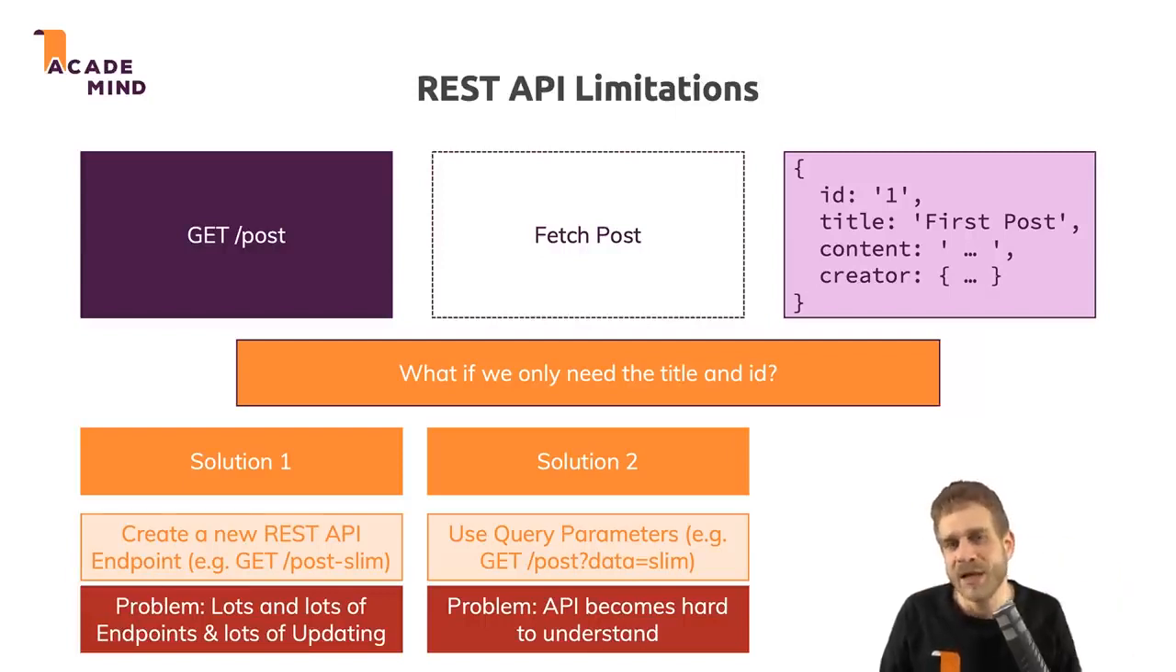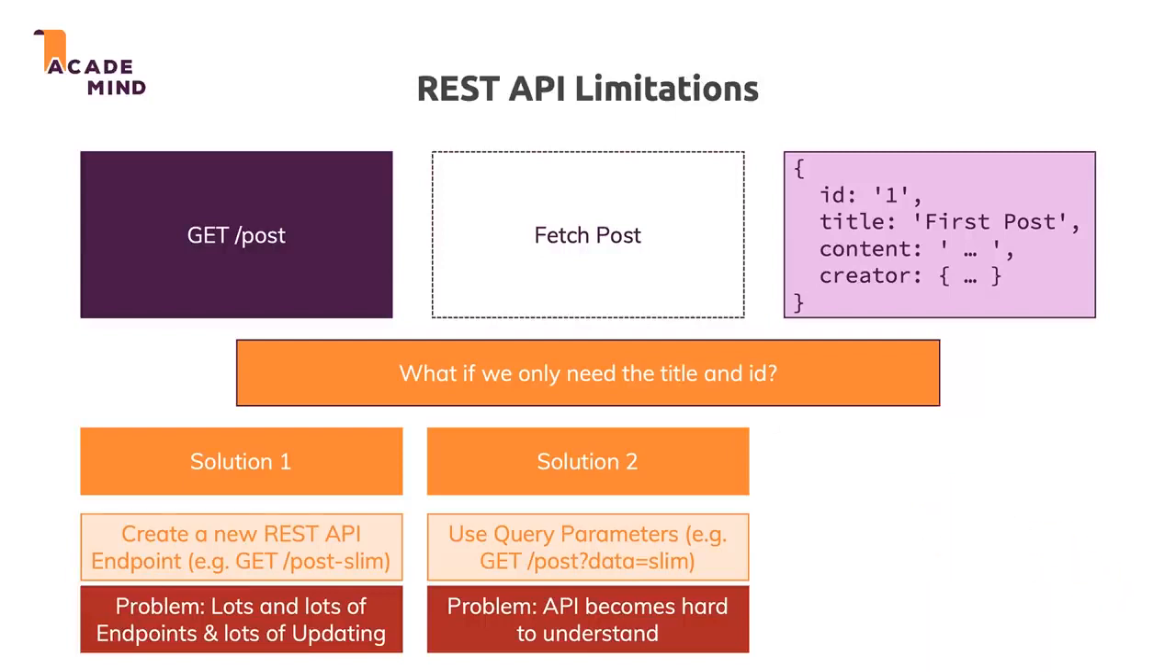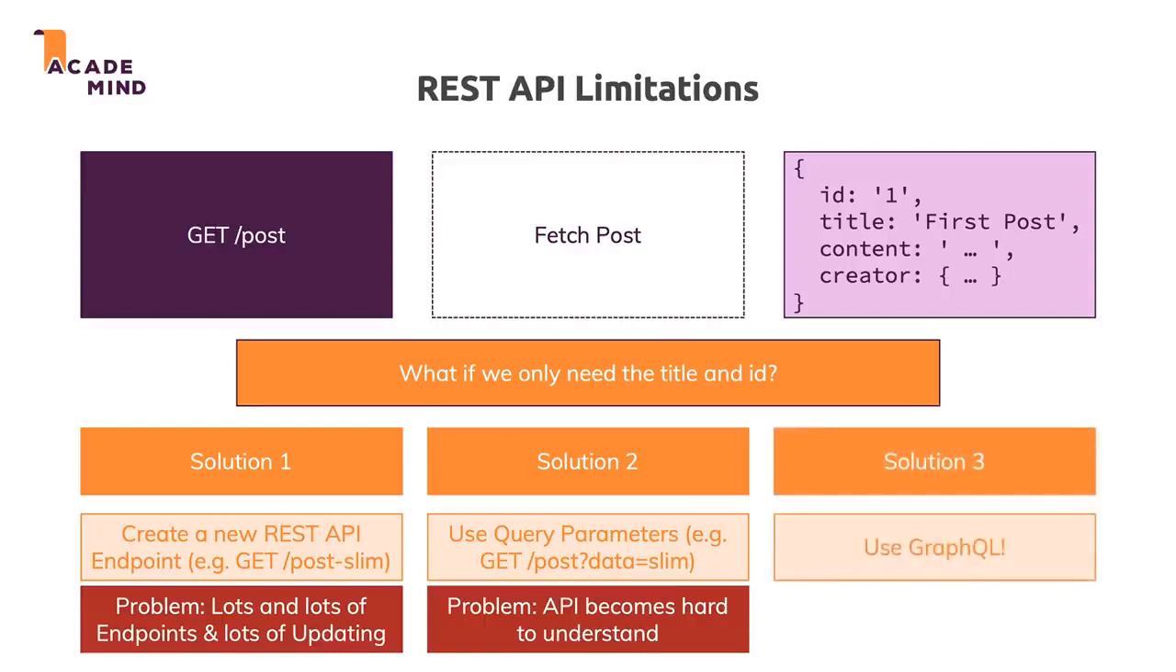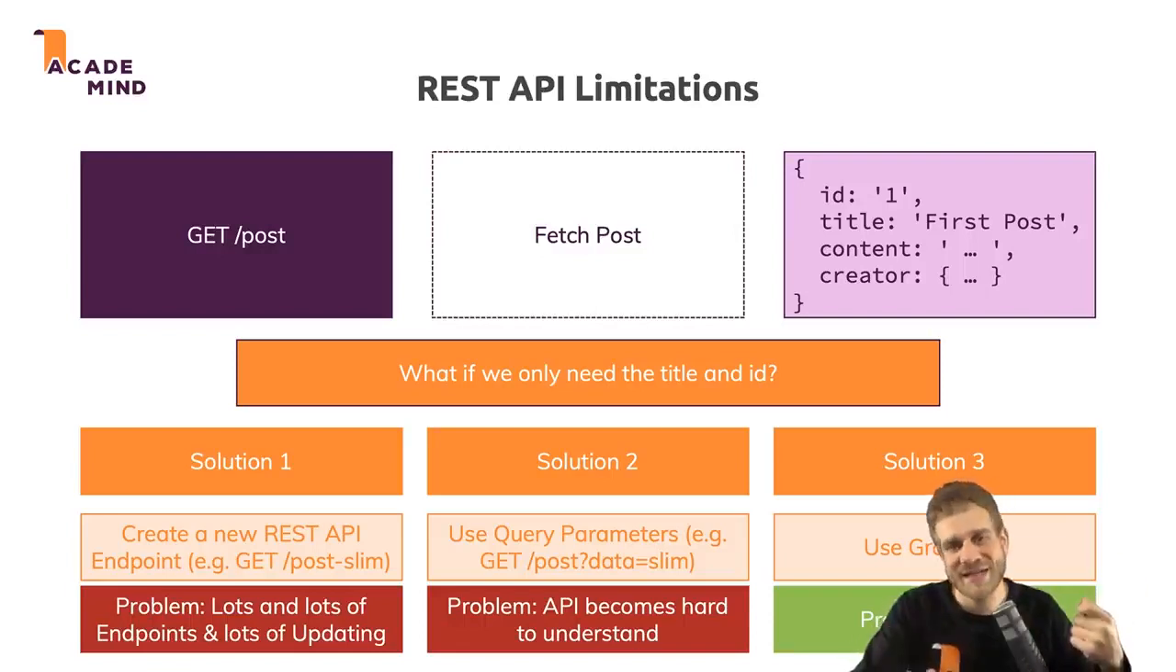Not ideal. So the third solution is to use GraphQL, which does not have either of the problems we had in solution 1 and 2. Instead, with GraphQL, we can build a backend which exposes endpoints, or one endpoint actually, as you will learn, which is very flexible regarding the query that gets sent to it.